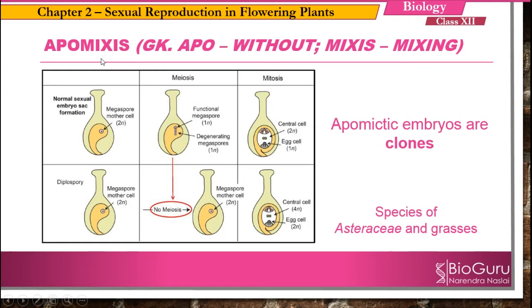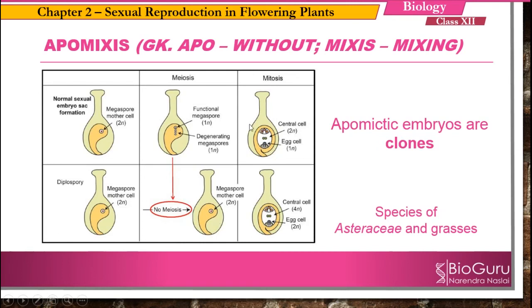How is it mimicking? By producing the seeds. And why is it a form of asexual reproduction? It is because there is no fertilization. There is no involvement of two gametes. So because of that, apomixis is a form of asexual reproduction mimicking sexual reproduction. As I told you, in some species of Asteraceae and grasses, a diploid egg cell is formed. So here, how is the diploid egg cell formed?